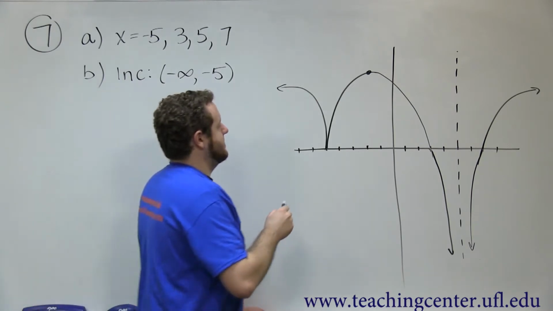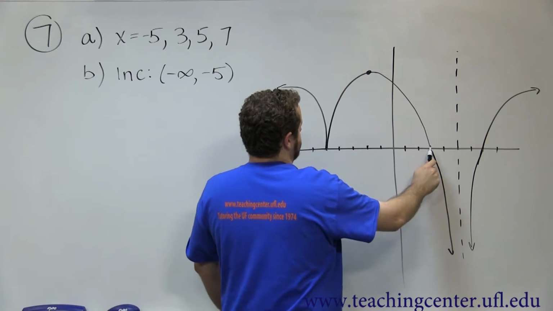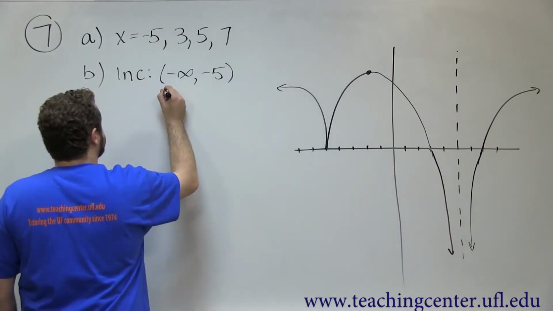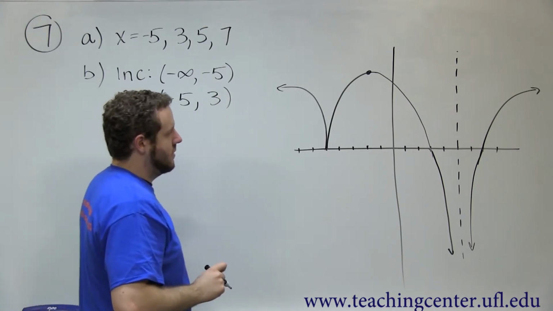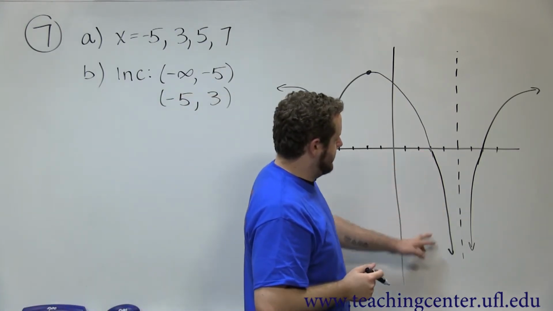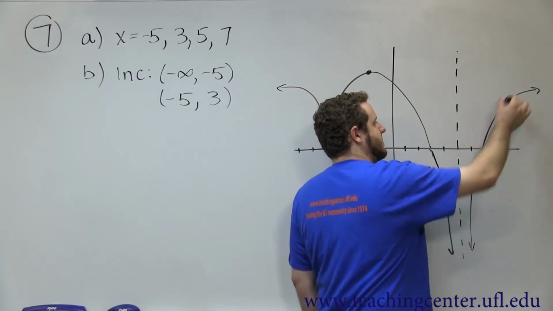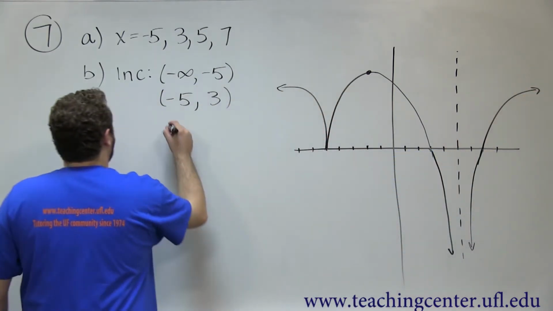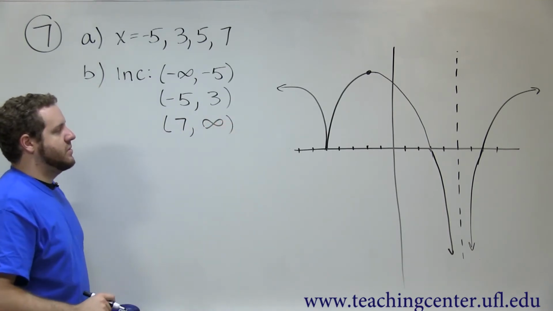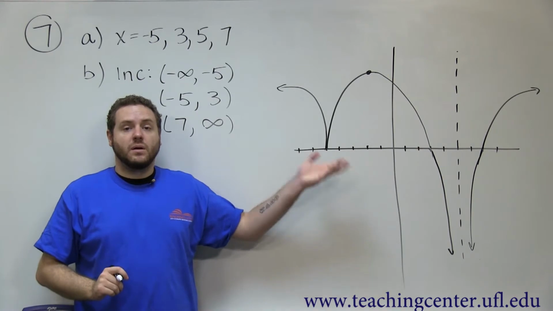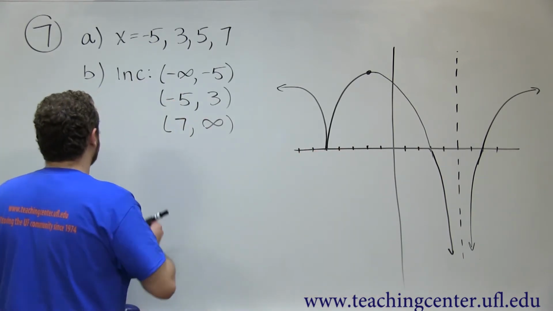It then is positive again from -5 all the way to 3. After 3, it's negative, and it stays negative, but it becomes positive again from 7 to infinity, the end of this graph. So those are the intervals where this graph is positive, above the x-axis. Those 3 are where it's increasing.